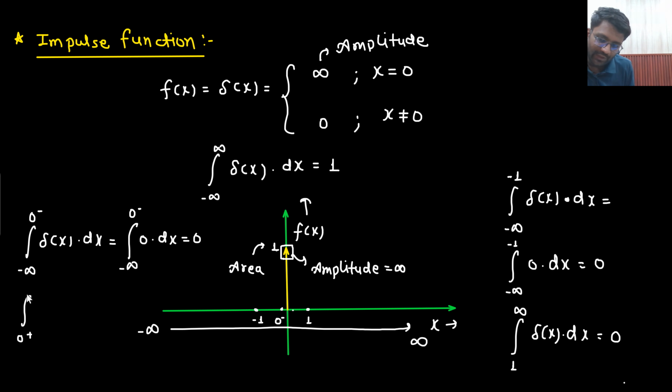From 0 plus to infinity, what will be the answer? This is my 0 plus. From 0 plus to infinity also there is no amplitude. The answer will be 0 only.